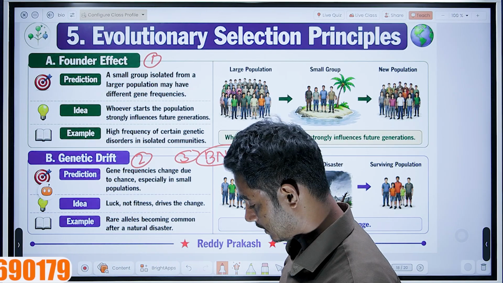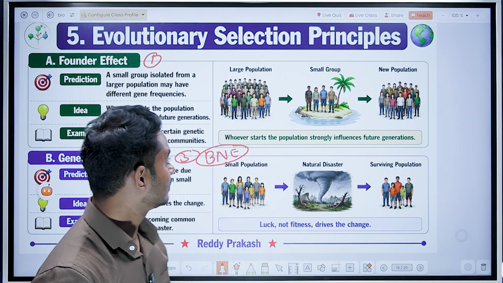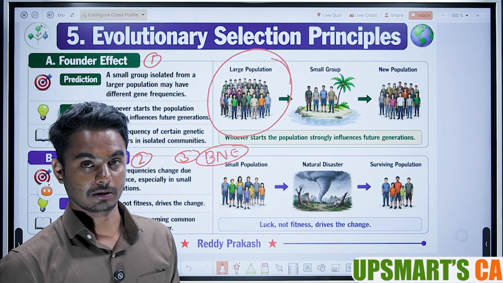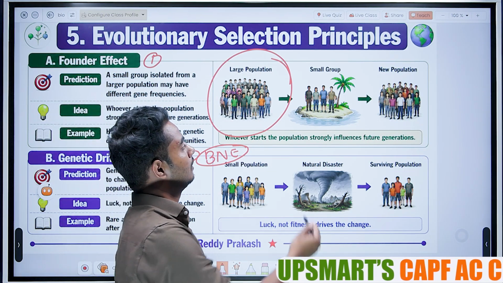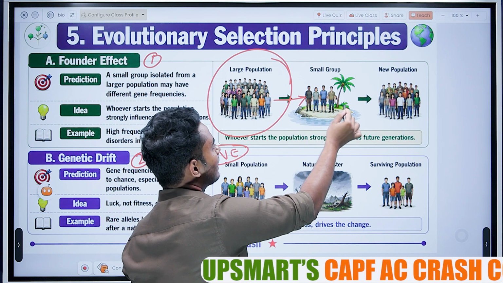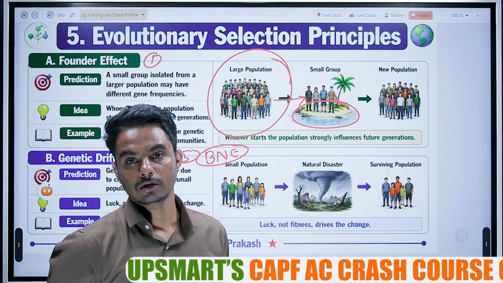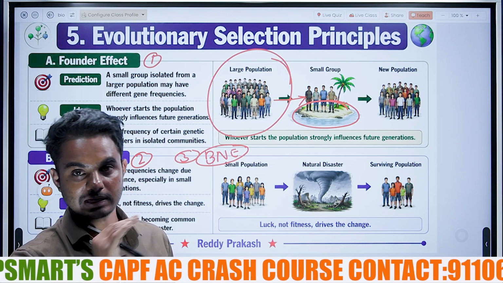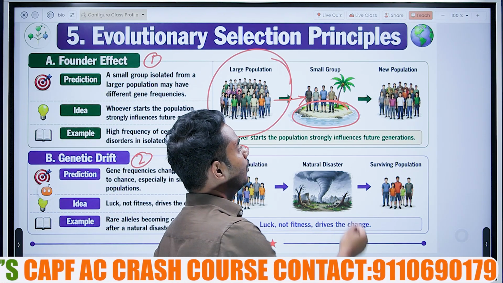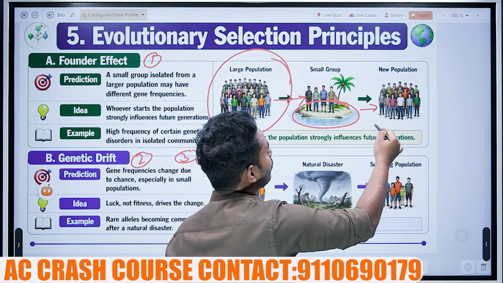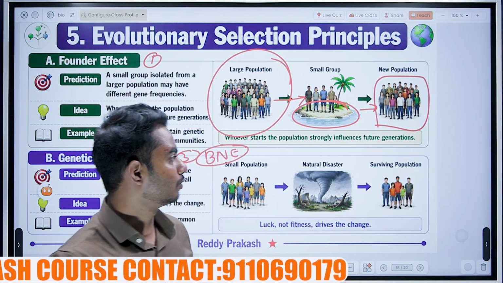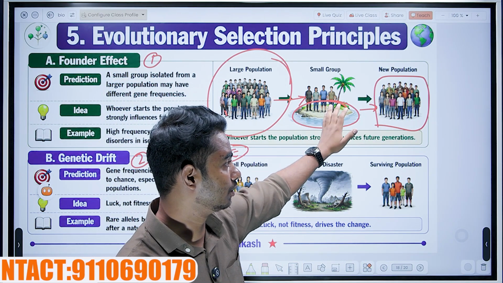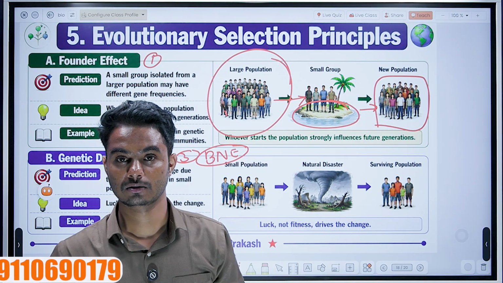Founder's effect. See, this is the original large population, and a particular 4 to 5 people, a small group, moved to an island, completely isolated and disconnected from the larger population. Now over the period, these people will become a new population different from the earlier larger population. This is called founder's effect, because they found a new land and became a new population.